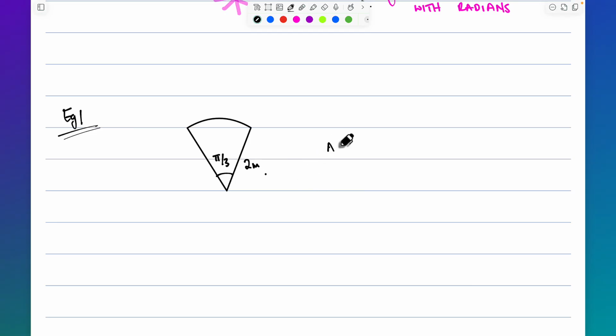So the area in this case, A, is half r squared theta. We have our r. That's perfect. Our theta, always make sure that it's in radians, and it is. So now we can use this directly. That's going to be half of 2 squared multiplied by pi over 3.